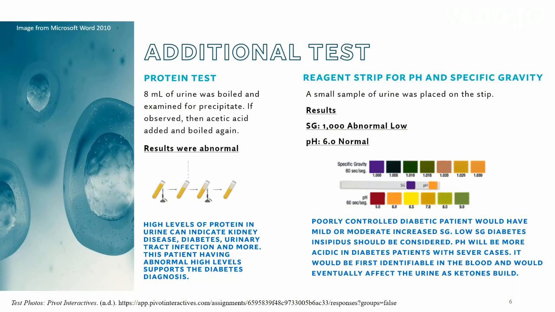Continuing with the clinical tests, a reagent strip was used to test the patient's urine for pH and specific gravity, or SG. The results of the reagent strip were an SG of 1000, which is abnormally low, and a pH of 6.0, which is considered normal. Usually the pH for a diabetes patient would be more acidic in severe cases. It is first identifiable in the blood and eventually would affect the urine as ketones build. In this patient's case, it does not rule out diabetes, as it could be a less severe case that has not reached the urine yet.